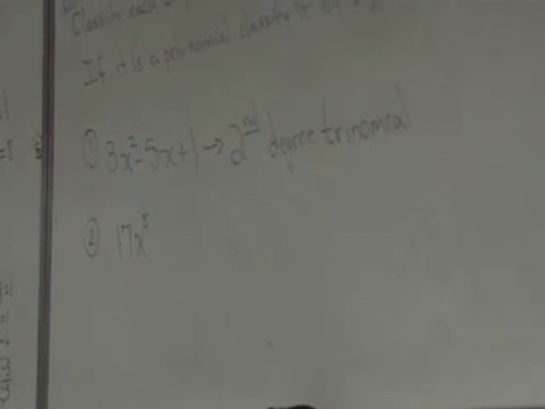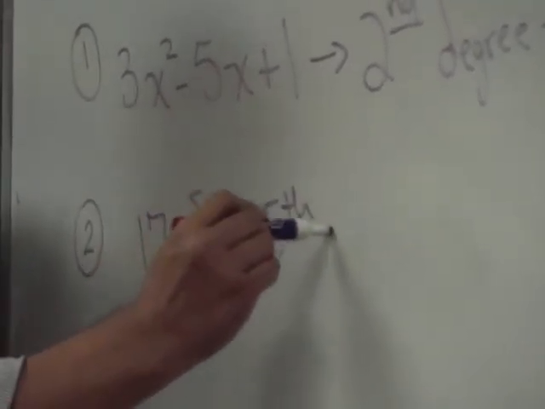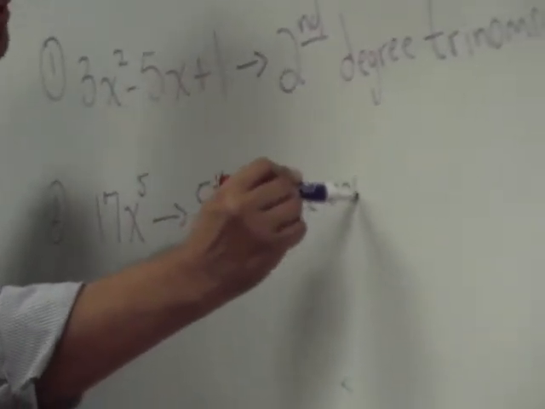17x to the 5th. Just first decide whether or not it is a polynomial, and if so, write the degree and the number of terms. So call it out loud, give everybody a chance to write it down. This is a 5th degree monomial.